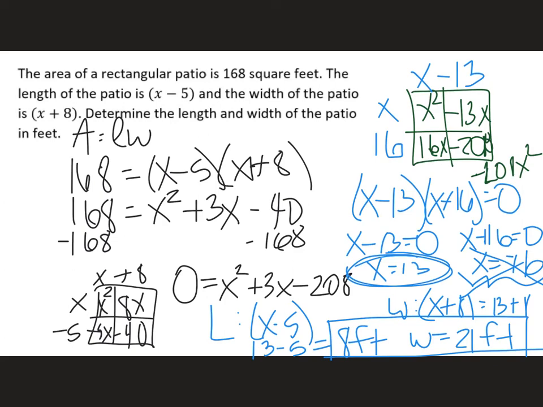You have to plug that back in, though, to length and width. You can't just go with the x values because those don't represent what the problem is asking for. That's something that's unique to these real-life scenarios. Yes, those 13 and negative 16 do make the equation equal 0, but they are not the length and width of the rectangle.